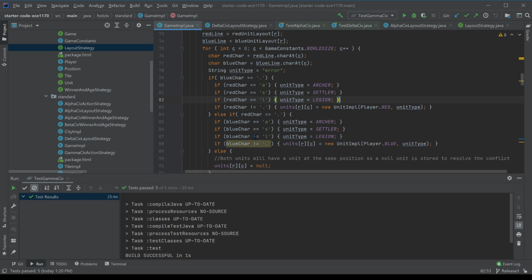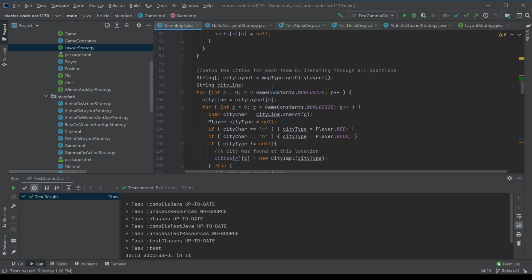Then I do a similar thing for the blue units, but here I'm testing for a red character of period because that means there's no red unit there. And then if the blue character is A, S, or L, it specifies an archer, legion, or settler respectively. And then a similar thing happens where if one of these characters does exist and it's not a period, then the unit for this one is placed and its owner is going to be blue because we're talking about blue units, and it's going to have the unit type specified here.